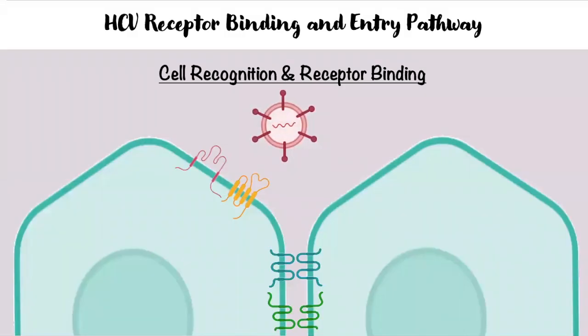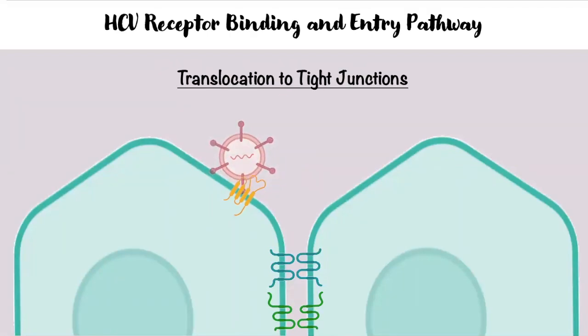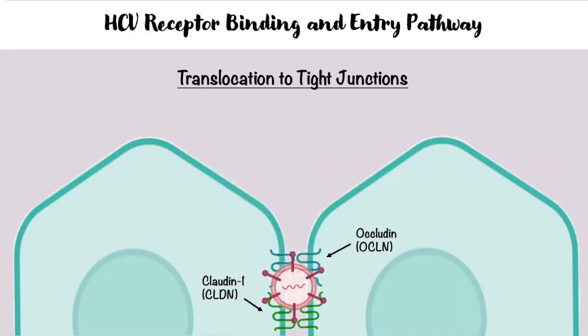For HCV to enter hepatocytes, it first has to recognize a cell by binding membrane receptors. We have two receptors on the cell membrane that are important for this step. These are the scavenger receptor class B type 1 and the CD81 receptor. HCV will interact with these receptors through glycoproteins E1 and E2. We are primarily interested in CD81 in this video, and this receptor is translocated along with the virus to tight junctions between the hepatocytes. Here, the virus engages in further interactions with occludin and claudin.